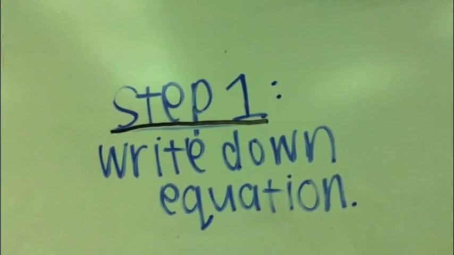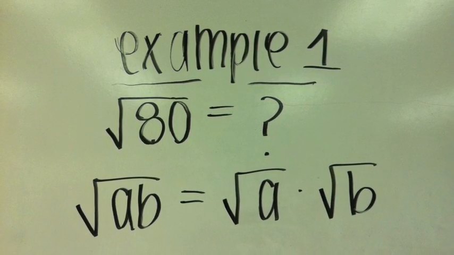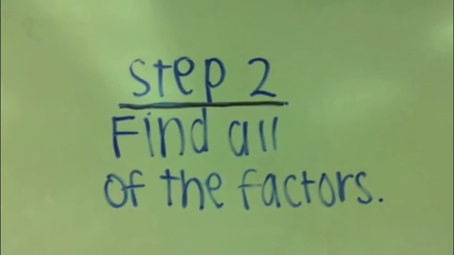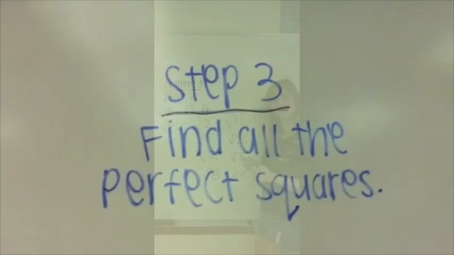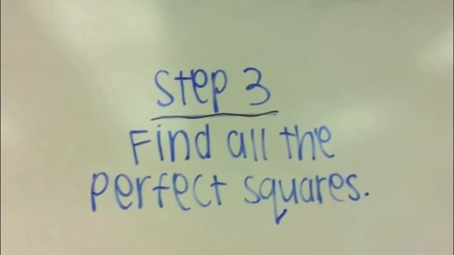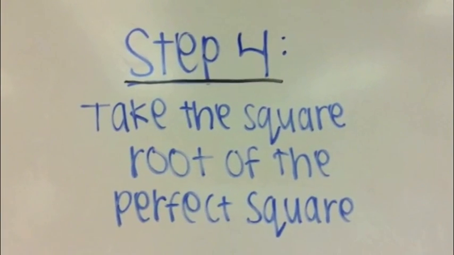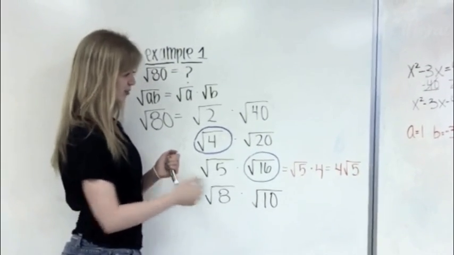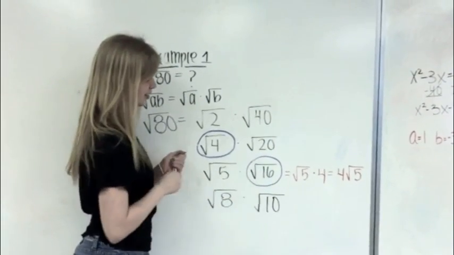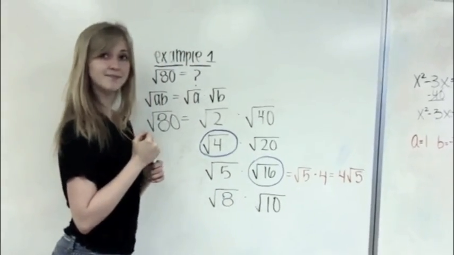Step 1, write down the equation. Step 2, find all the factors. Step 2, we write down all of our factors. Step 3, find all the perfect squares. Step 4, take the square root of the perfect square. So we take the square root of the largest perfect square, which is the square root of 16, and that equals 4. And so we have 4 square root of 5.